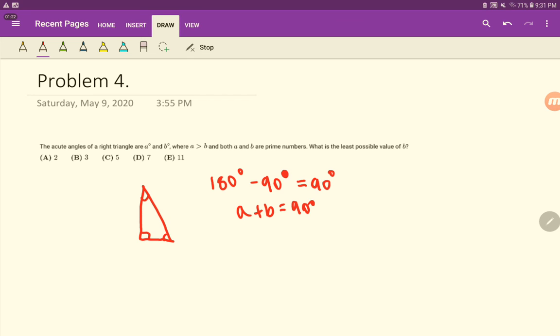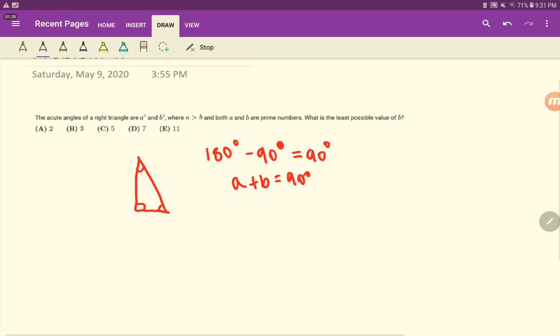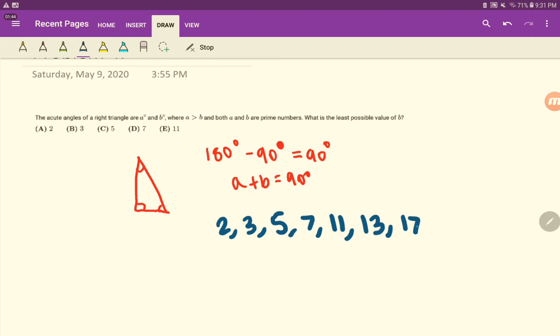What's a prime number? A prime number is a number that has only two divisors, 1 and itself. But to solve this problem, we only need to know the first few prime numbers. So a list of the first 10 prime numbers is 2, 3, 5, 7, 11, 13, 17, 19, 23, and 29. So we know that A is greater than B. So we can just set B to each of these prime numbers until we get a configuration that has both A and B resulting in prime numbers.